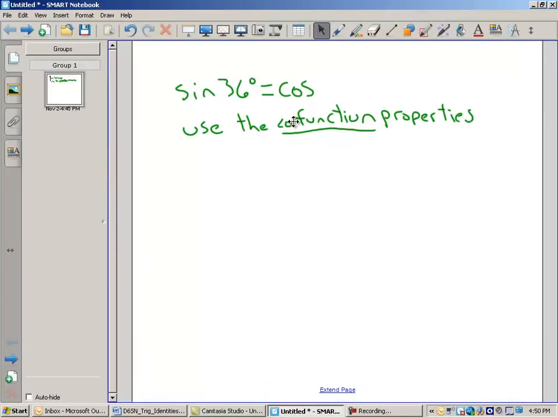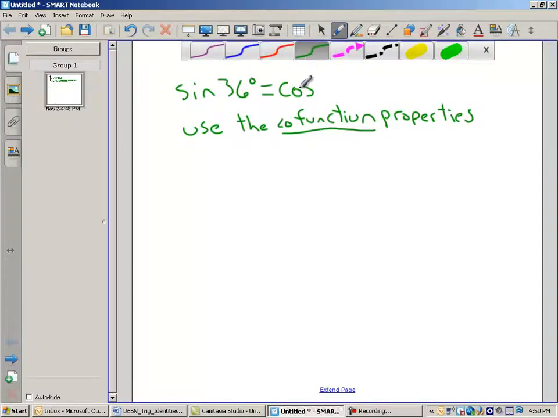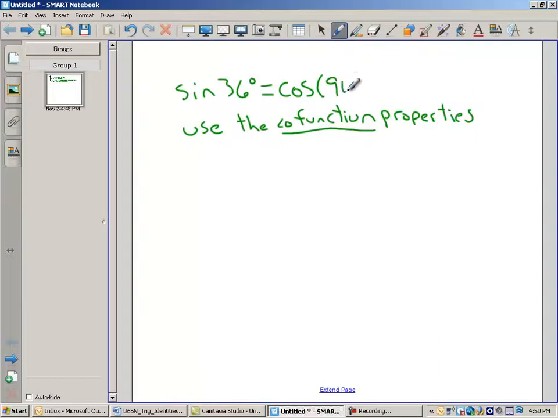So the answer to this example is the sine of 36 degrees is equal to the cosine of 90 minus 36 degrees, which is the cosine of 54. So you see this cofunction has a complementary relationship. This angle 36 plus 54 equals 90. And you can ask your calculator this, the sine of 36 and the cosine of 54, and you'll see that it's the same value.